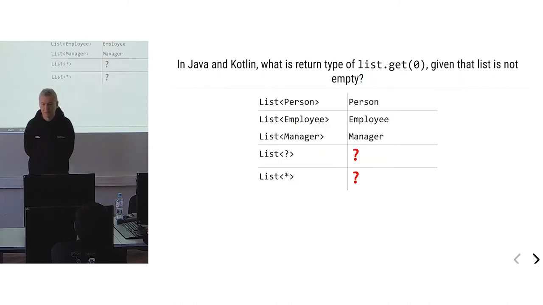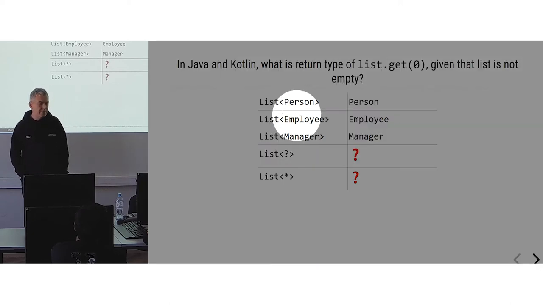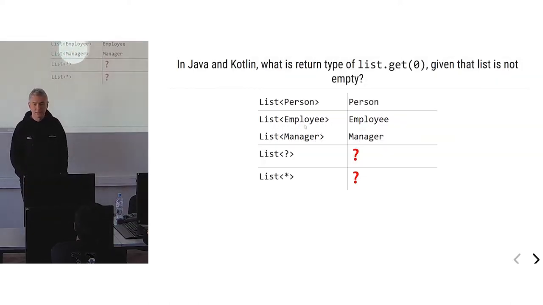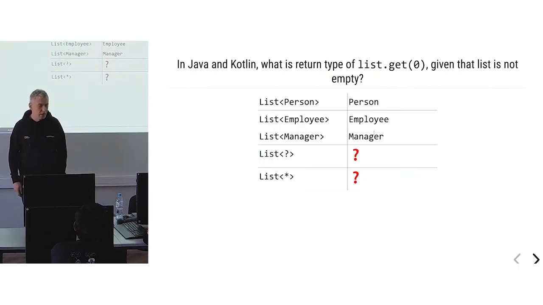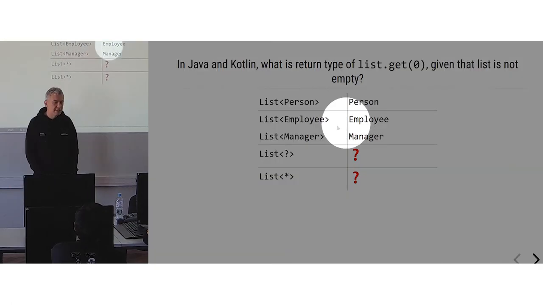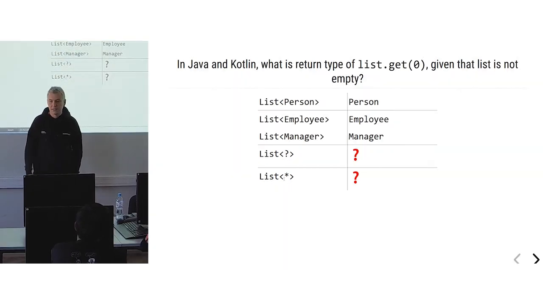Okay, but let's have more examples. Let's get back to Java and to Kotlin. We have in Java and in Kotlin this parameterized List class. And if we are getting an element of a list of Employee, we get an Employee. If we're getting from a list of Manager, we're getting a Manager. We also have this list with question mark in Java and list with asterisk in Kotlin.